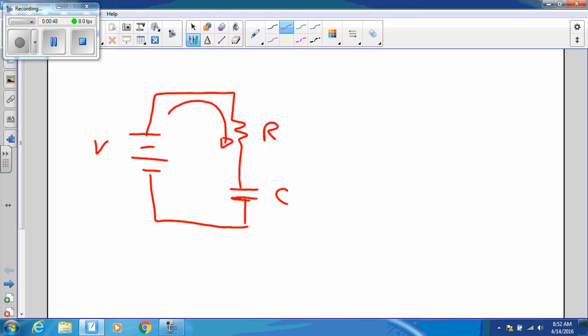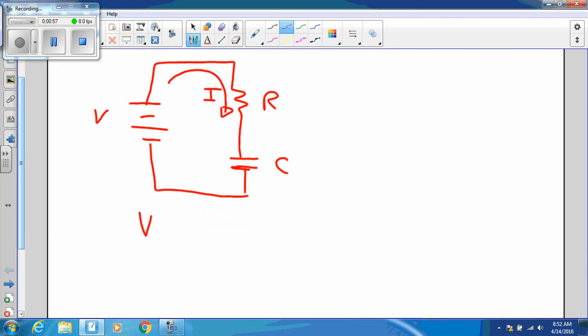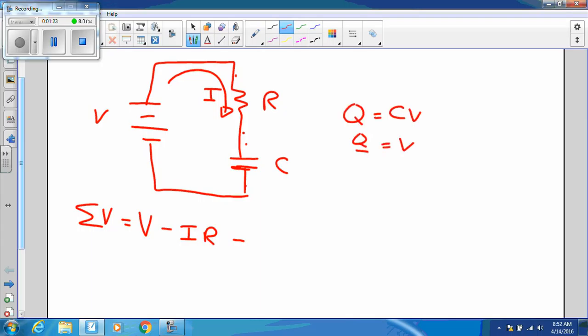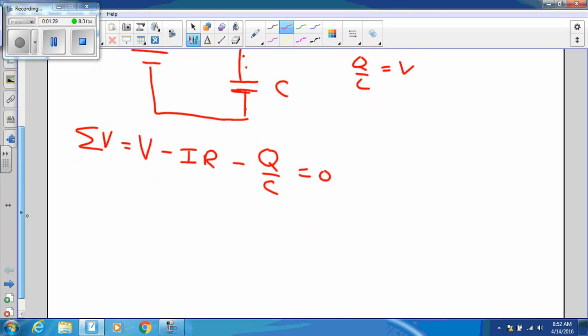So you can see that there's going to be a single current I through the circuit. And as I go around the loop, the sum of voltages around the loop is going to be V, minus the current times the resistance, which is the voltage drop across the resistor, minus the voltage drop across the capacitor, which is going to be Q equals CV, and therefore V equals Q over C. And all of that is equal to 0.